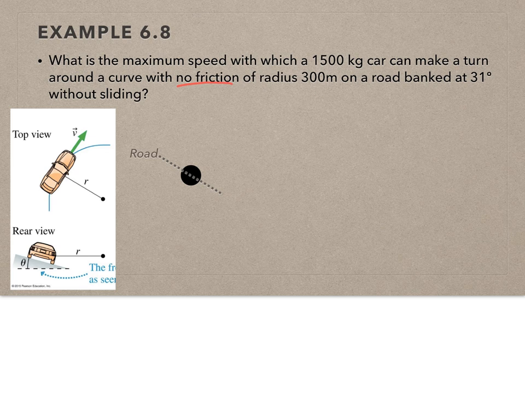300 meters also happens to be the radius of the turn at Daytona too. The 1,500 kilograms is just a standard car. I'm not sure if it's actually the NASCAR regulation or not. But what we have now is, when we have this bank here, we have a little bit different thing going on.